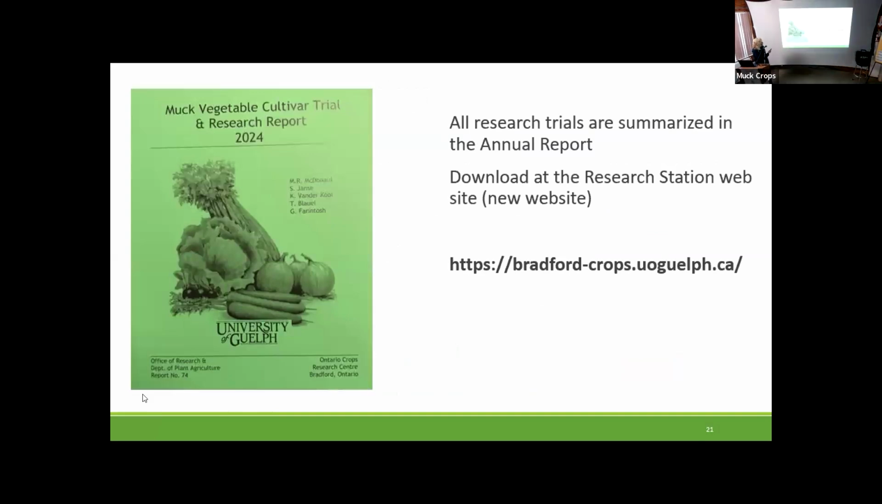So you've seen this a lot already, but we do have copies of our report. All of this is in our report and available online.